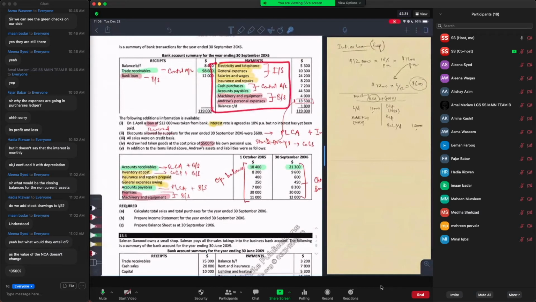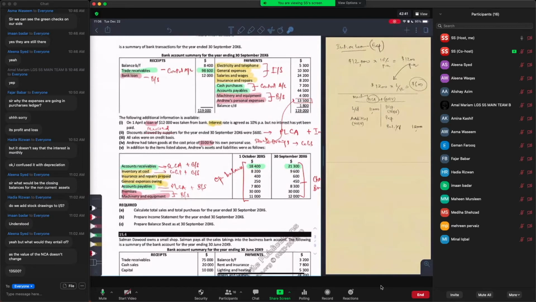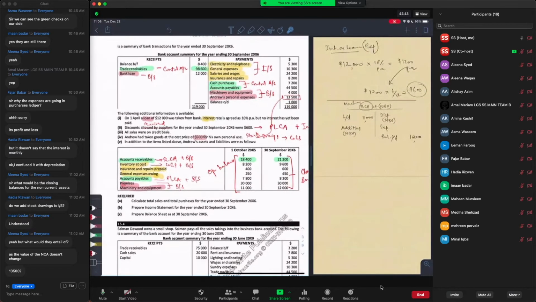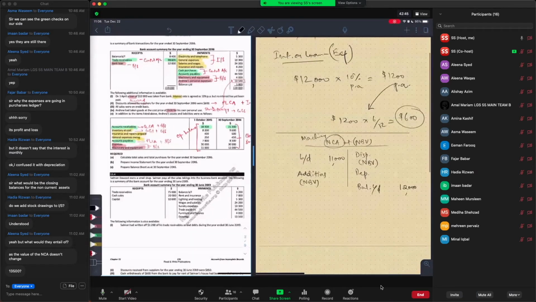These are the payments here. So you can always find if you have bought any new non-current assets here. You can see machinery and equipment exists, $4,000 here. So that means we can put $4,000. It's $4,000, not $13,500, Alina.